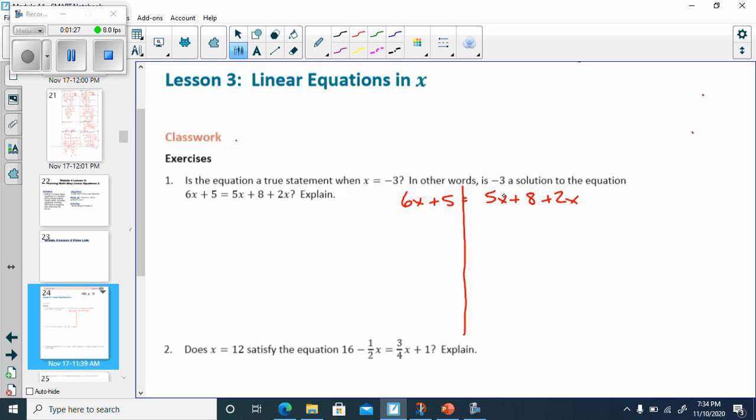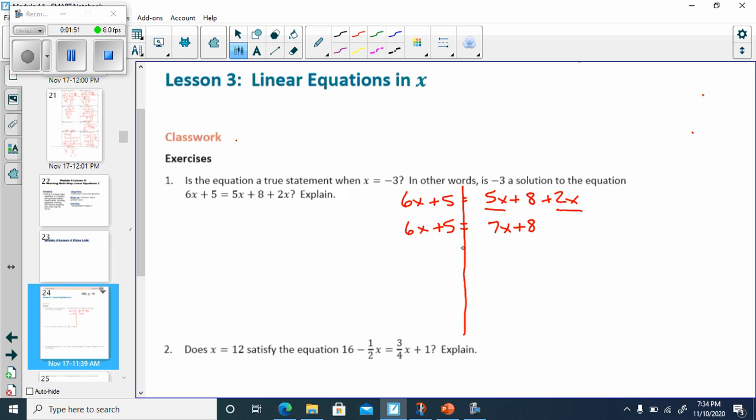Is this as simple as it gets? No, because I can combine these like terms. I have 5x's and 2x's. I can combine that together to get a total of 7x's. 7x plus 8 is equal to 6x plus 5. Okay? Now, guys, let's see what we can do to solve for x.